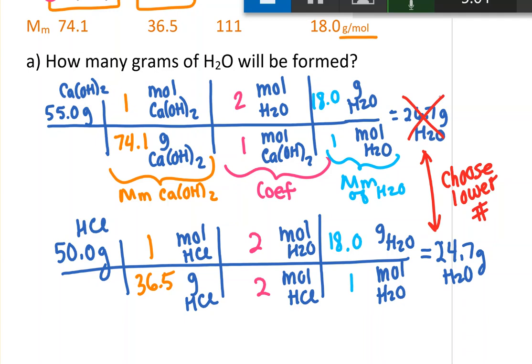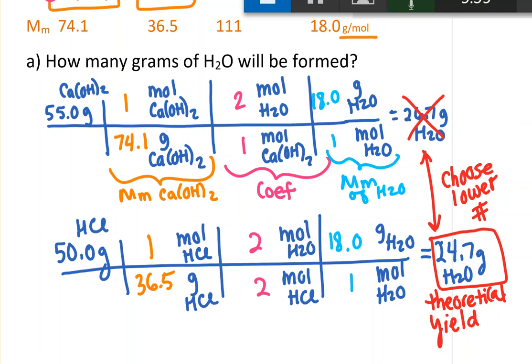I'm going to cross this one out to make sure that I don't use it for anything because it's inaccurate. It's over predicting how much I would get. So here, this one is the theoretical yield. So when we were asked how much water would be formed, what we were asking for was the theoretical yield of water that could be formed. And this is my answer.